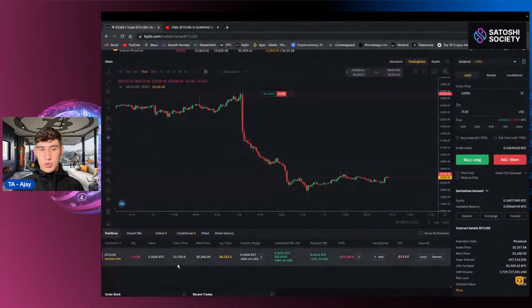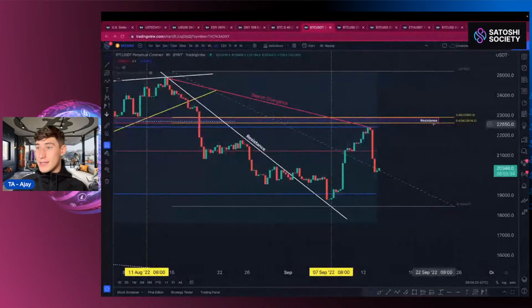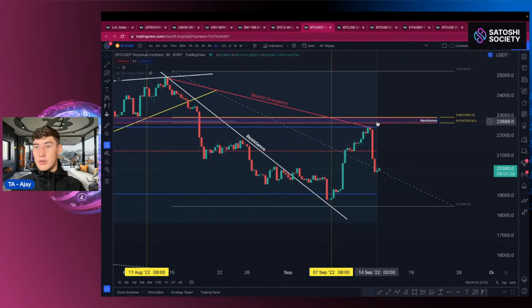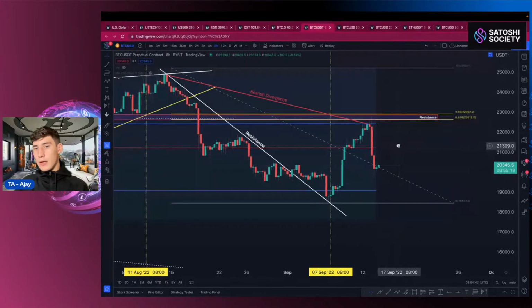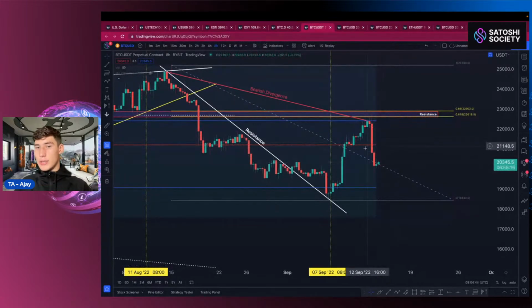If we go back and look at the short, the entry point was 22,720. I entered that short at almost the very top of this wick here. So the top of this wick was 22,780, and I entered in at 22,720. So as you can see, I entered at the very top here. But what I think has happened from this pullback, we are getting these early shorts in down here.